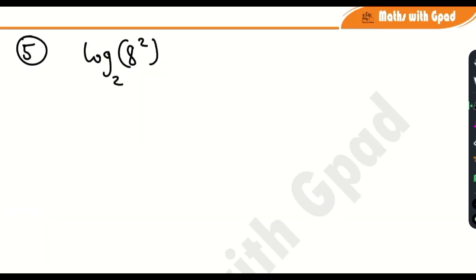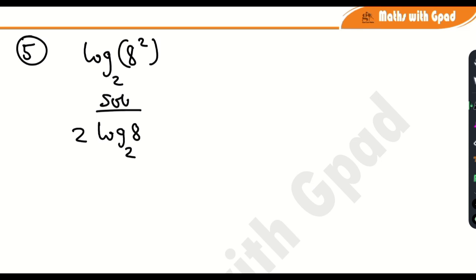Log 8 raised to the power 2 to base 2. This is very easy, right? I already told you that you can move this exponent and use it to multiply the logarithm. So to solve this, what are you going to have? This is the solution, by the way. That will be 2 log 8 to base 2.